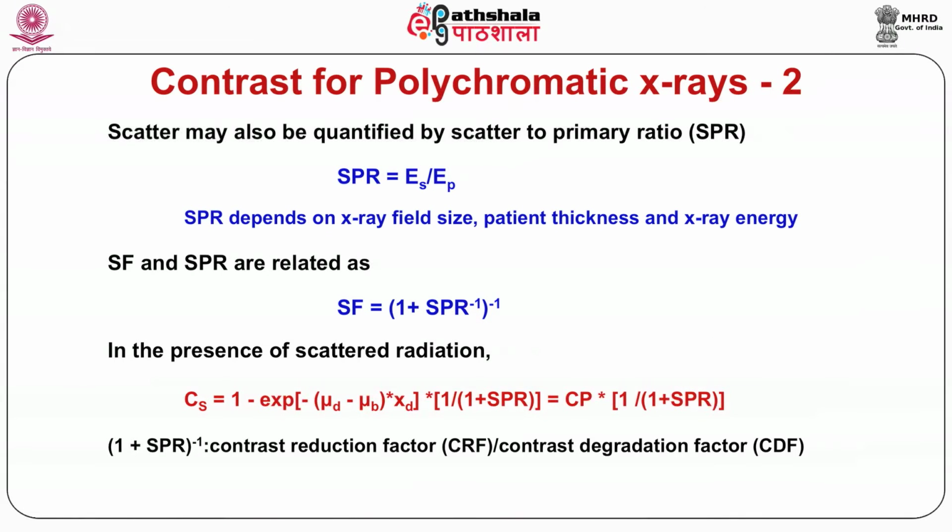to the whole inverse. In the presence of a scattered radiation, subject contrast CS is equal to 1 minus exponential of minus (mu d minus mu b) into xd, into 1 upon 1 plus SPR, which is equal to Cp into 1 upon 1 plus SPR. Here (1 plus SPR) inverse is contrast reduction factor, that is CRF, or contrast degradation factor.